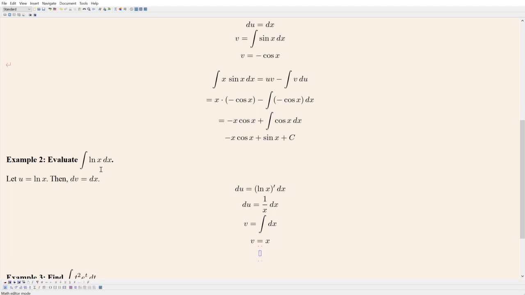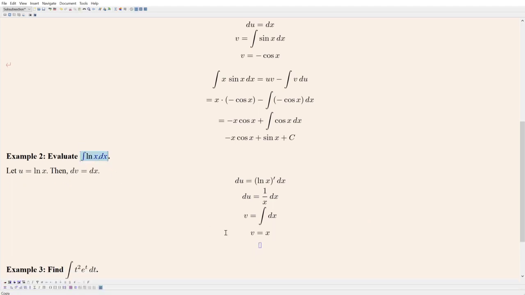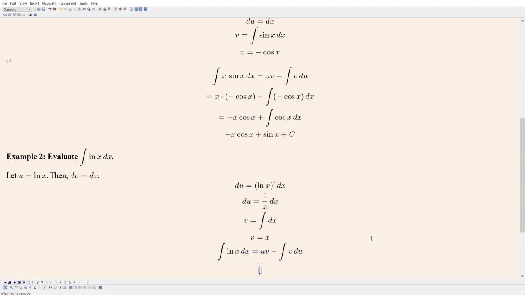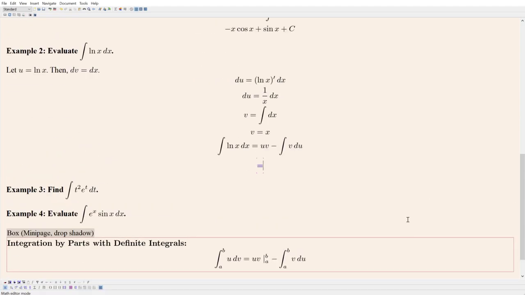So now that we have all the ingredients, let's fill out the formula. So uv minus integral v du. So u is log x. V is x. Minus integral v, so that's x, du. Du ended up being 1 over x dx.